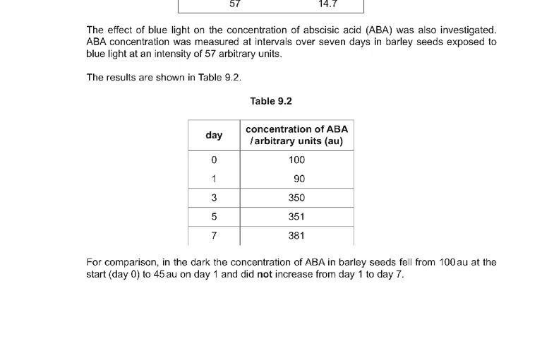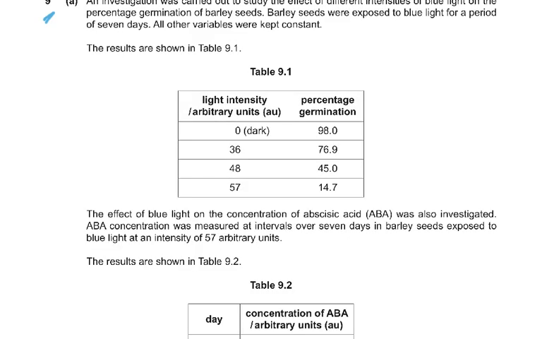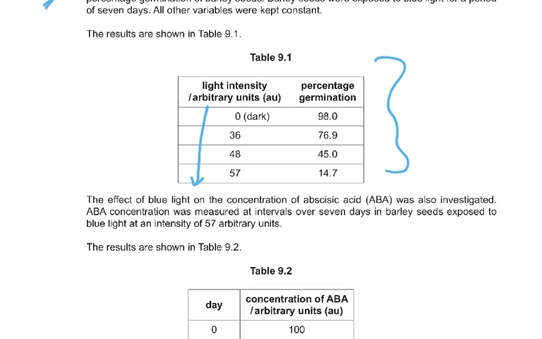So we're getting a whole lot of information which we need to process. You can see from this information what is happening. As the light intensity is increasing, the percentage germination is decreasing. Light intensity in arbitrary units is increasing from 0 to 57. Here percentage germination from 98% has gone down to 14.7%.